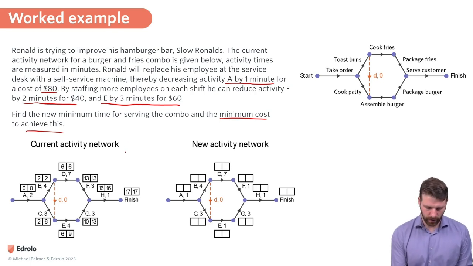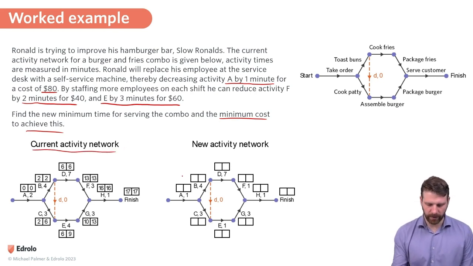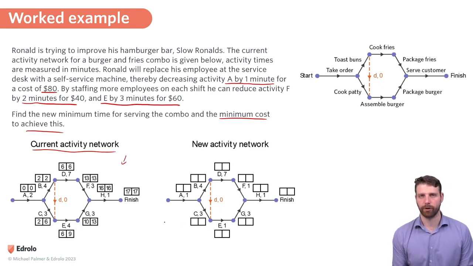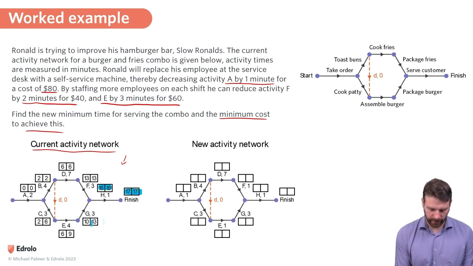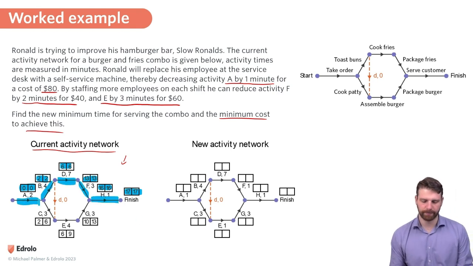So here we've got the current activity network, and that one's been finished for us, so we can see that one's done. And I think we can identify the critical path there. So let's highlight that now. Okay, looking at this diagram, I'm just going to highlight those boxes that have the same numbers in them. And that means that my critical path must be along the top here.